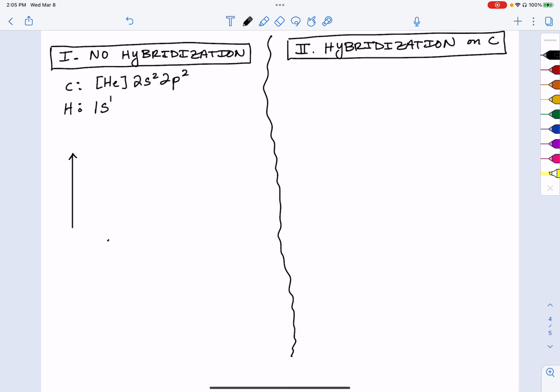So let's look at a quick little orbital box diagram for carbon. Looking at just its valence configuration, I have 2s and then 2p. And I'm going to make this a little bigger because I know myself, I get sloppy with my arrows. Then let's look at the orbital box diagram for one hydrogen atom. That's just the 1s.